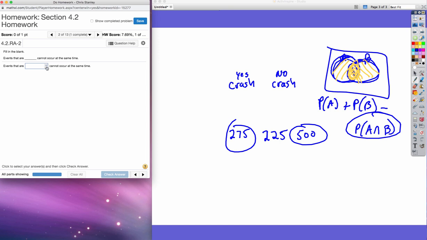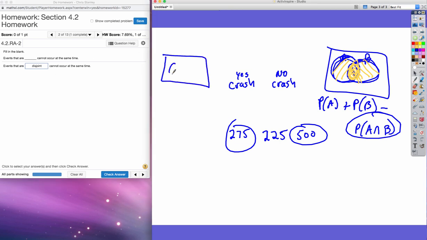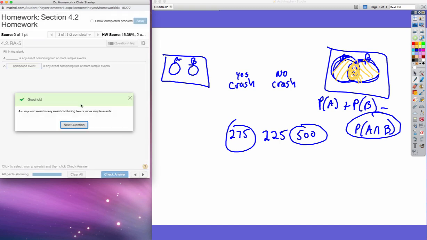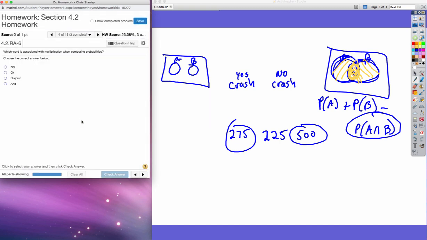Okay, events that are disjoint, that means they're not connected. Just to let you know, that's what disjoint means. There's no overlap. So since there's no overlap, they can't happen at the same time. A compound event is when you're doing 2 or more simple events. The and is the multiplication rule, and the or is the adding.